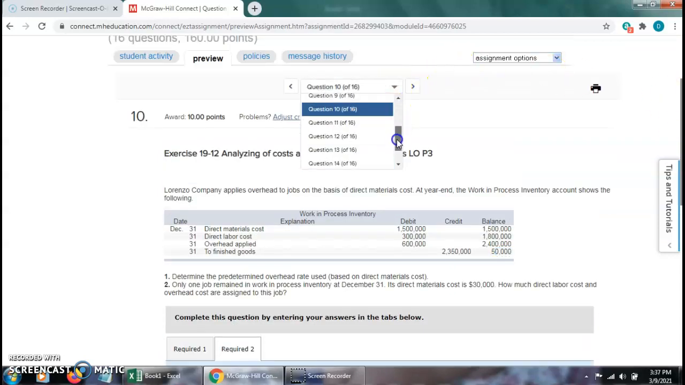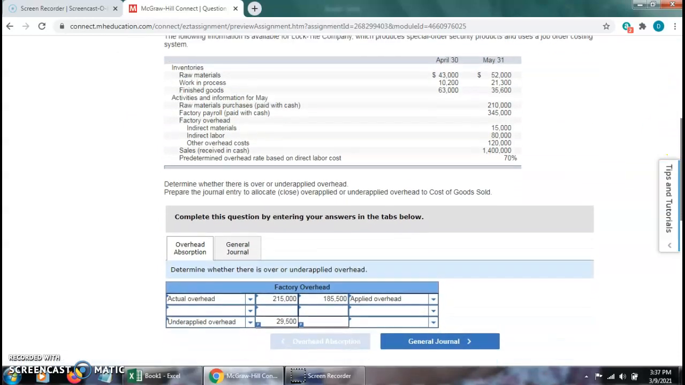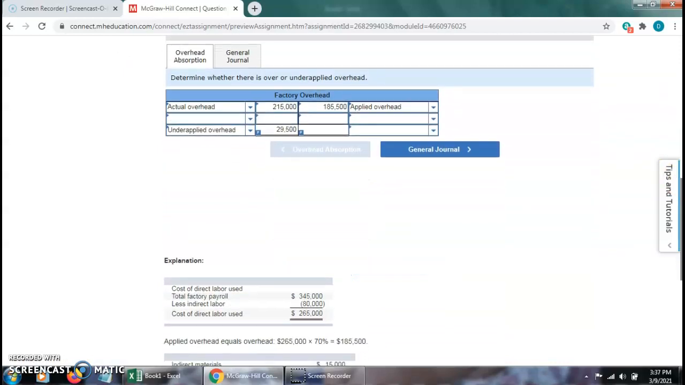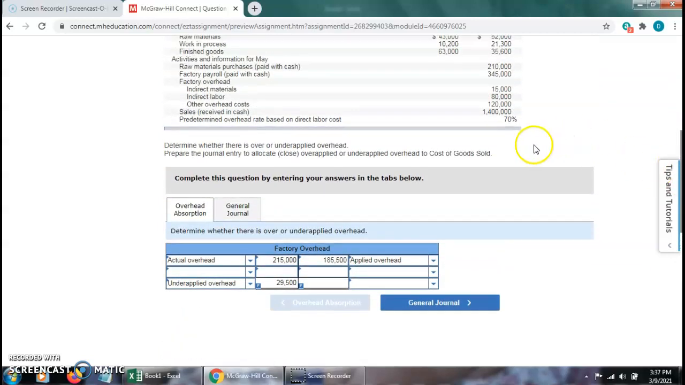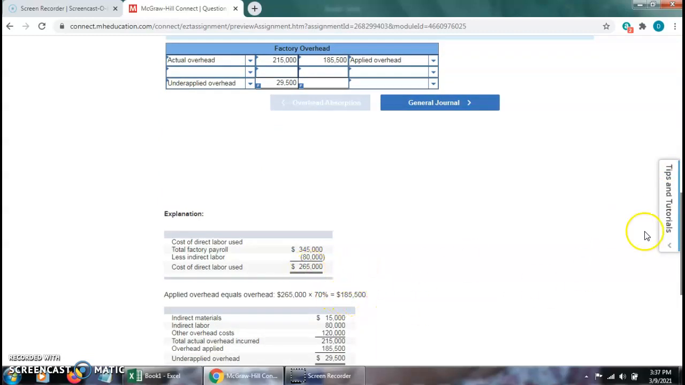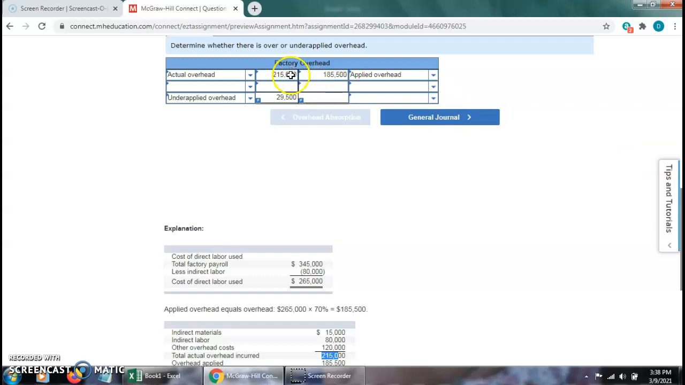Let's look at number 11. Determine whether there's underapplied or overapplied overhead. Actual overhead is given to us at 215. Our applied overhead is based upon our rate, so we take that 345 minus the indirect labor times 0.7, which gives us our overhead applied, 185. And then here's our actual overhead, which is our 215. You can see that right over here.